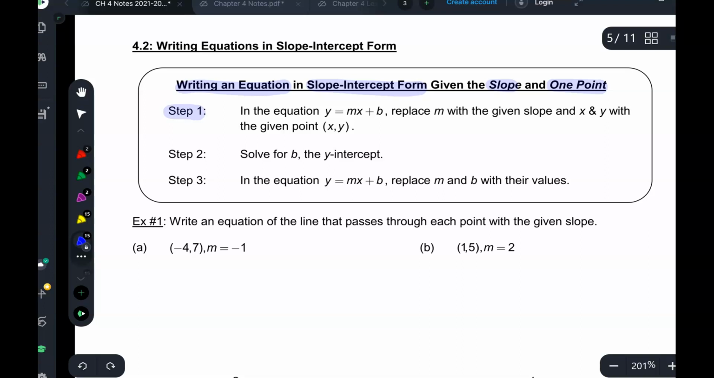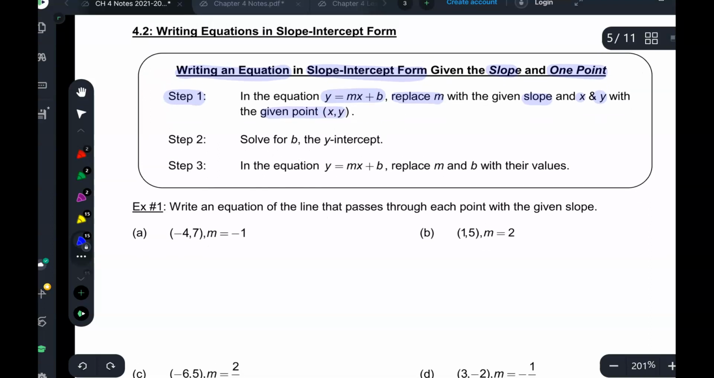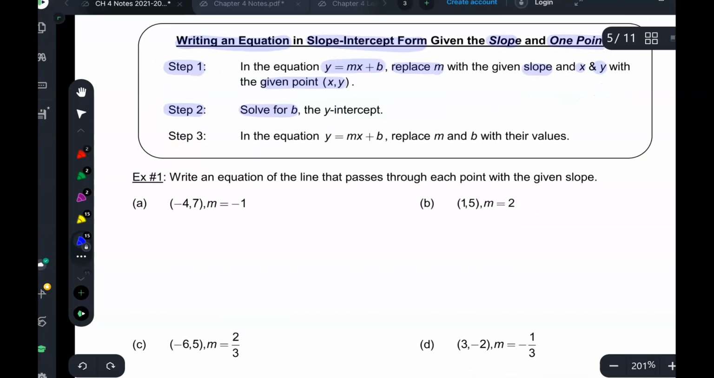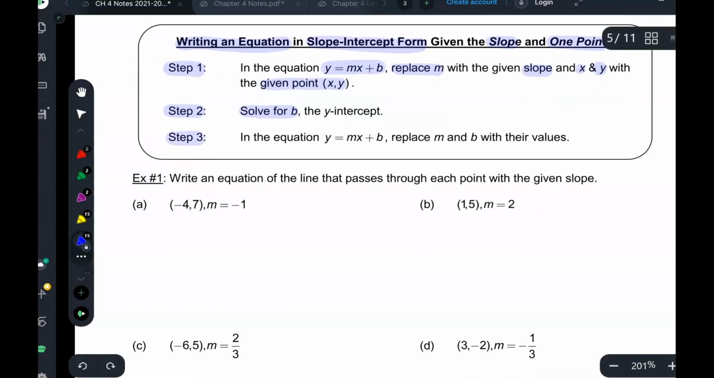Okay, so there's 3 steps. Step 1, in the equation y equals mx plus b, we're going to replace m with the slope, and we're going to replace x and y with the given point. Step 2, we're going to solve for b, which is the y-intercept. And then step 3, in the equation y equals mx plus b, we're going to replace m and b with their values that we found.